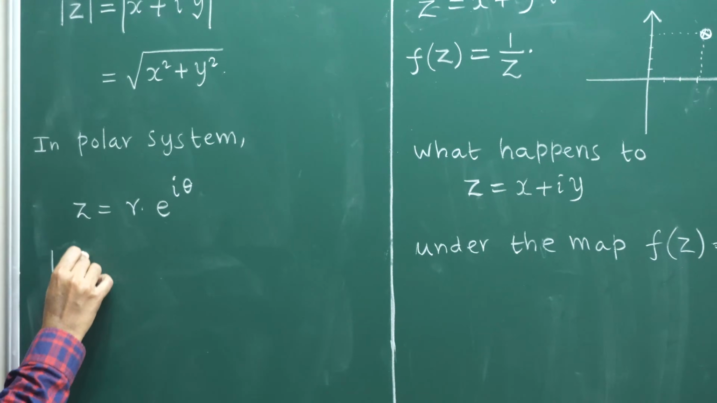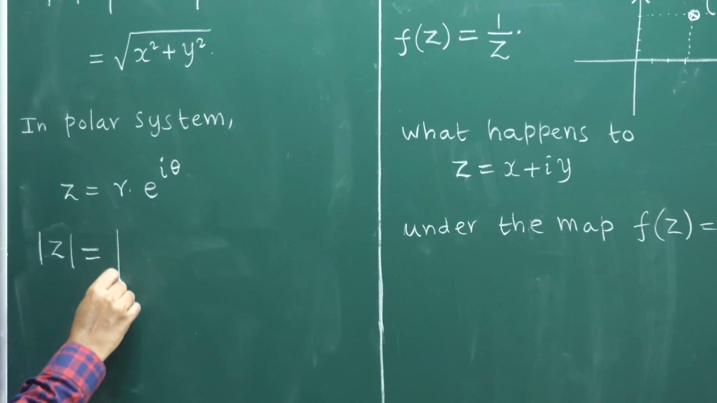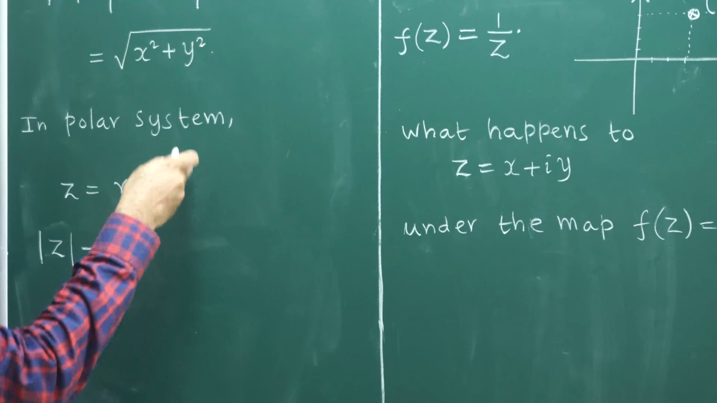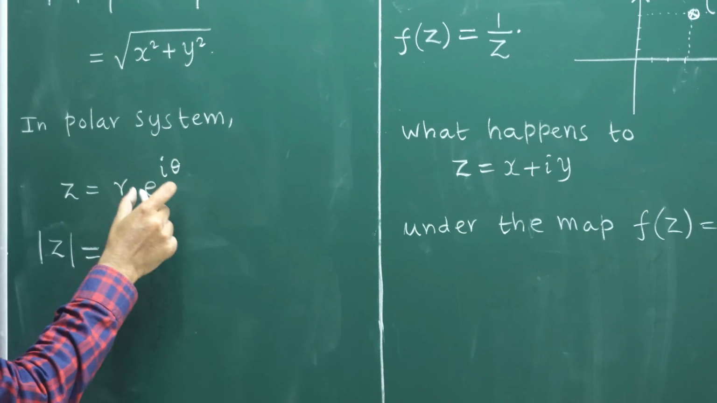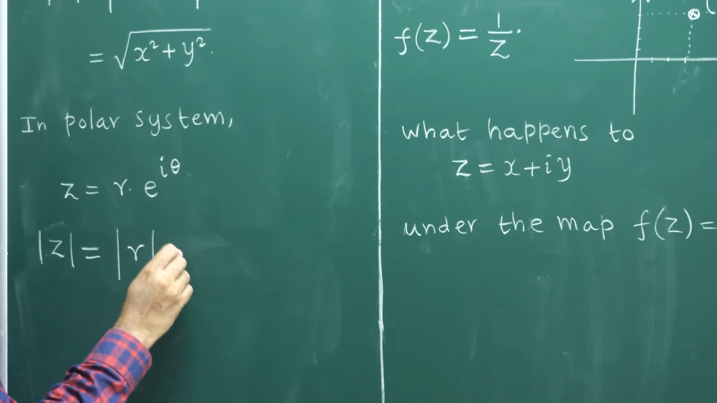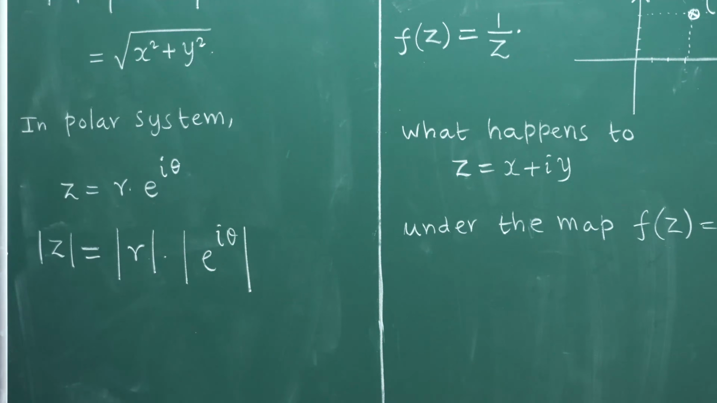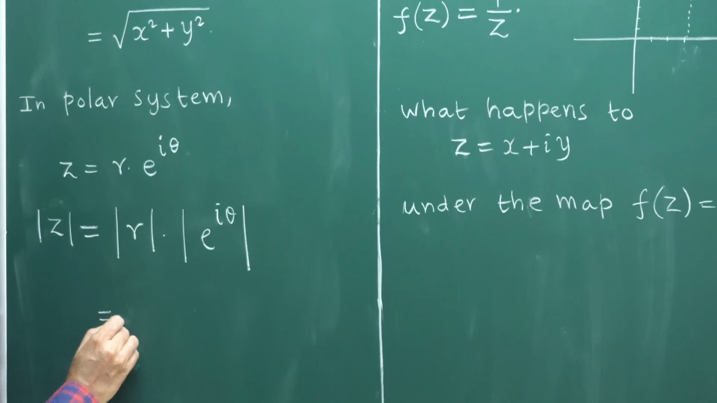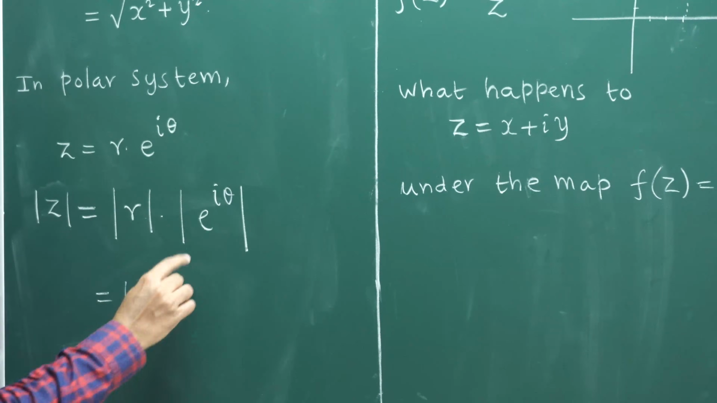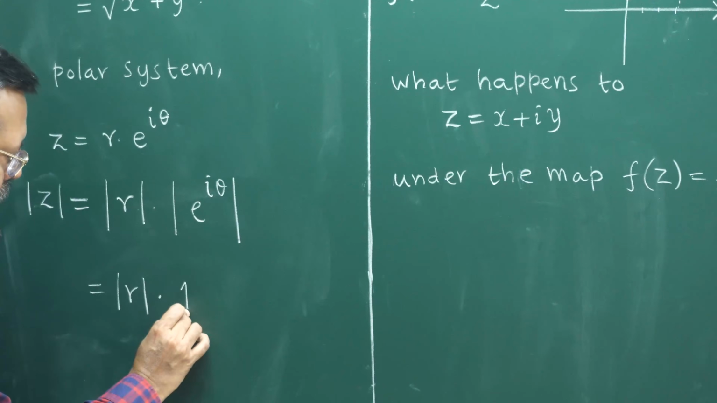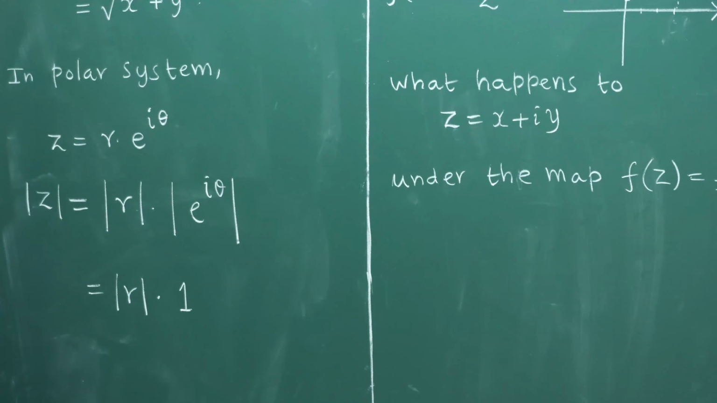So modulus of z in this case is equal to the modulus of the entire thing, which means the modulus of this times this. That means modulus of r times modulus of e to the power of i theta. That's how we write it down. And therefore, how do we simplify this? This is nothing but modulus of r. This is equal to 1 here.